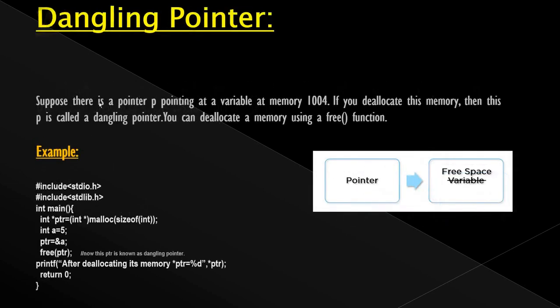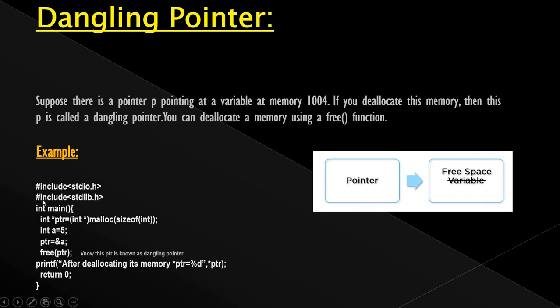0. Now dangling pointer. Suppose there is a pointer p pointing at a variable at memory location 1004. If you deallocate this memory, then this p is called a dangling pointer. You can deallocate memory using the free function. Here is the example of a dangling pointer.